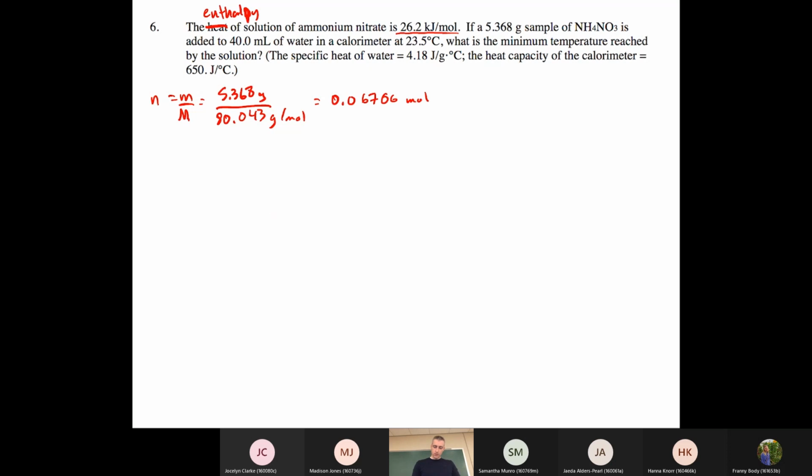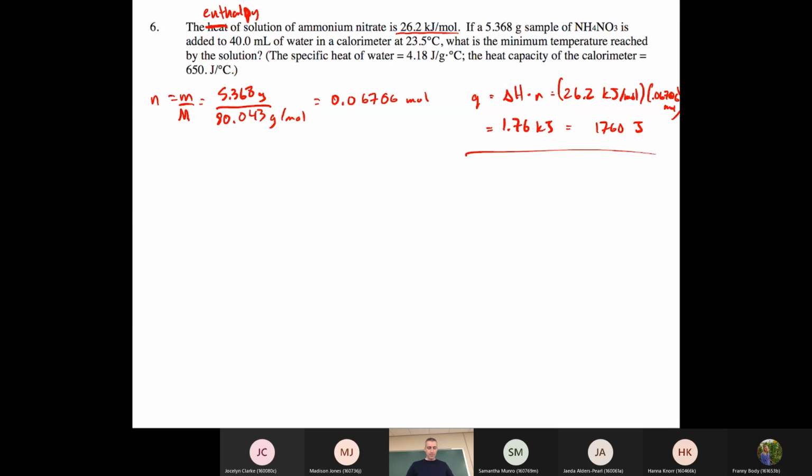Okay, so Q of this reaction is just going to be equal to delta H times n, which is 26.2 kilojoules per mole times 0.06706 moles. Almost ran out of space. Arguably, I did run out of space. And that equals 1.76 kilojoules, which is 1760 joules. Great, so that's how much energy is absorbed by this particular chemical step.